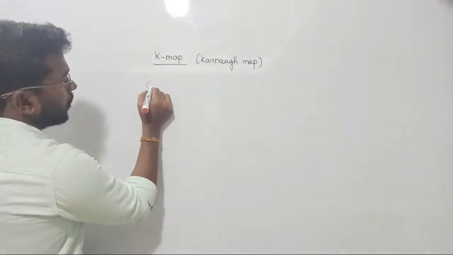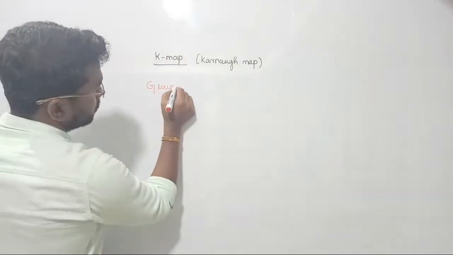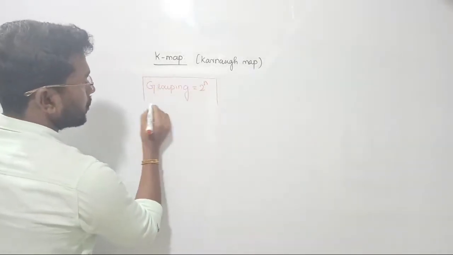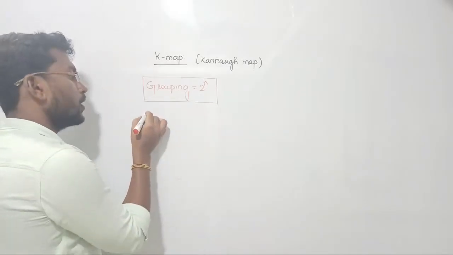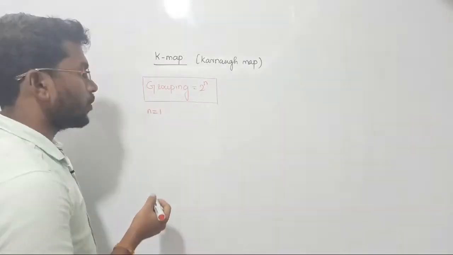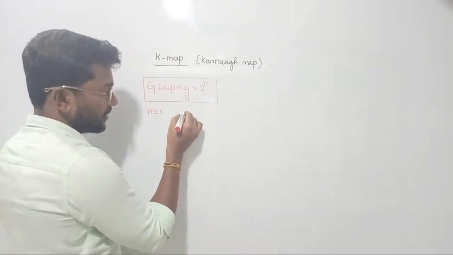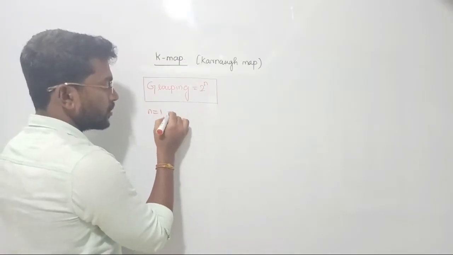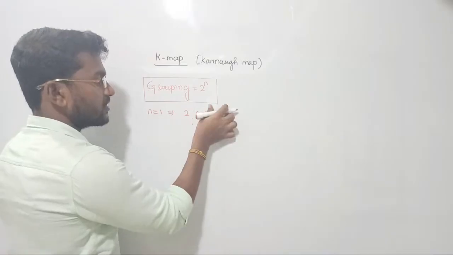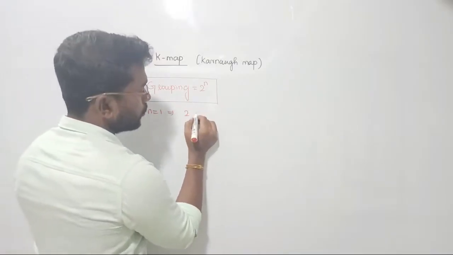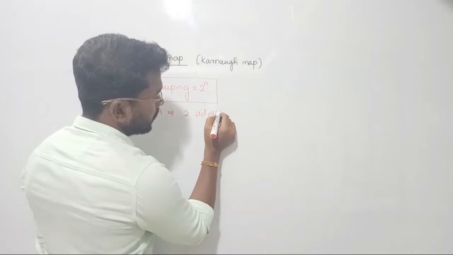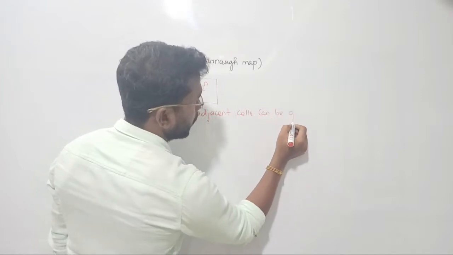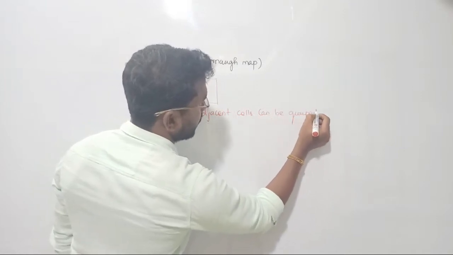I said in order to perform grouping, just consider 2 power n possibilities, right? So meaning, for example, if I let n equal to 1, it means we can consider 2 variables, like 2 cells, 2 adjacent cells, right? So 2 adjacent cells can be grouped.